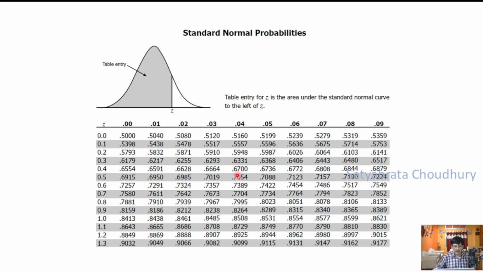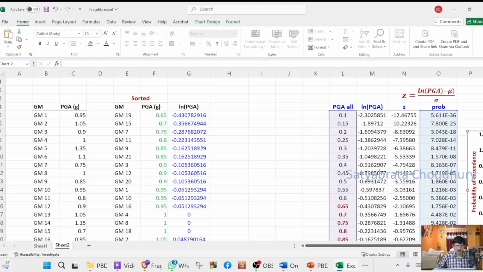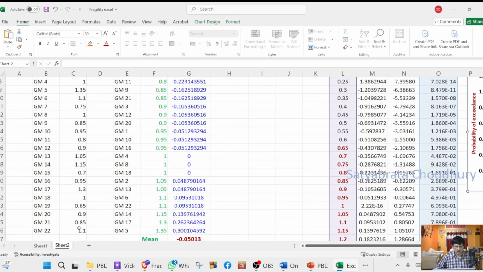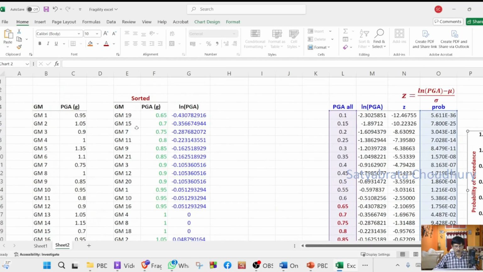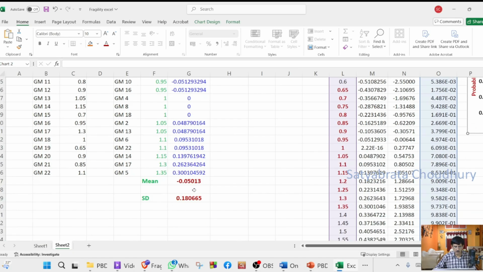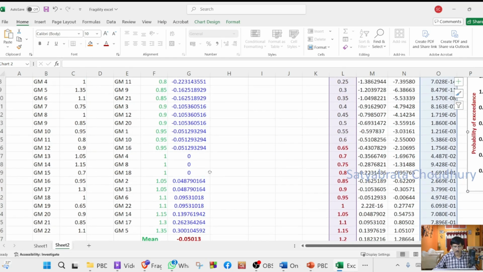This way it becomes slightly manual, but we can use Excel to carry out all this, so we shall now see. Here the different ground motion names are listed, and the PGA values we have obtained are tabulated for the 22 ground motions. If you want, you can sort them in ascending order. So this is ascending order, and you take the natural logarithm of all the PGA values. This column is the natural logarithm, ln PGA, for all these 22 values. Out of this, you simply calculate the mean.